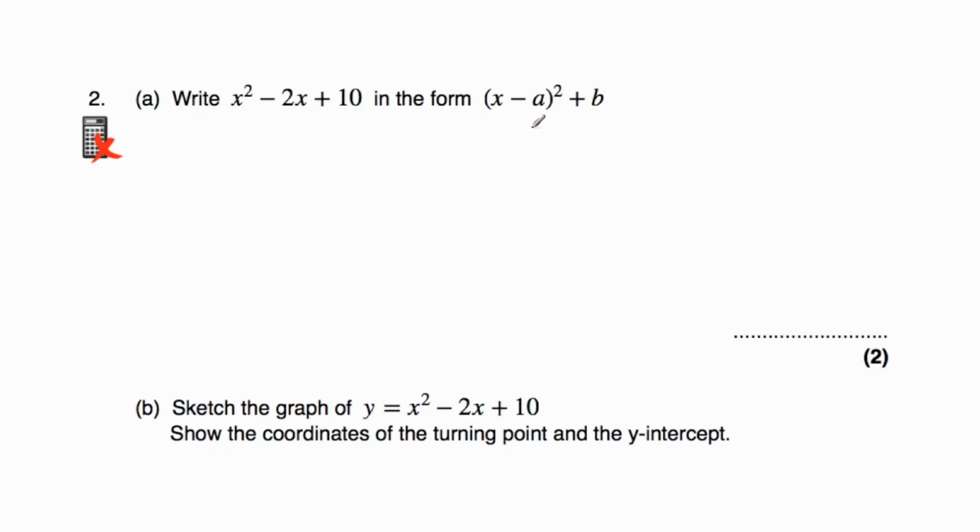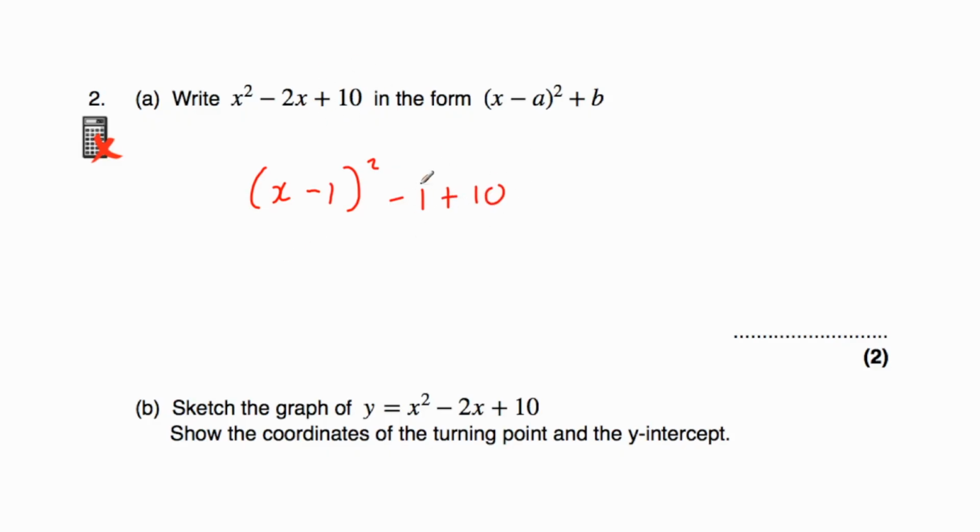form of (x minus a) squared plus b. In other words, we need to do completing the square. So let's open up our brackets, put x. We're going to half the coefficient of x. The coefficient of x, the number in front of the x, is negative 2. When we half that, we get negative 1. So we've got (x minus 1) squared. We're now going to take away whatever we get when we square this number. Negative 1 times negative 1 is 1. So we're going to do minus 1, and then we've still got our plus 10.